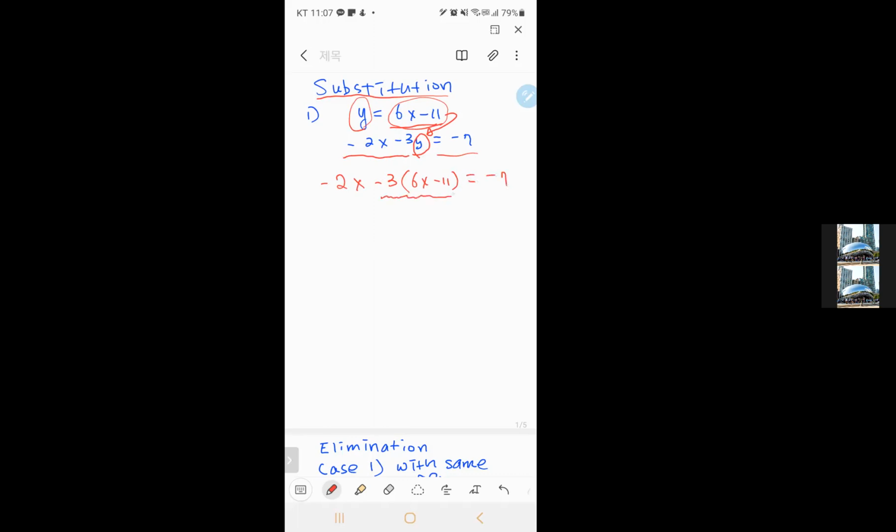Be careful here. This is minus 3 times parentheses 6x minus 11. Do not do it without the parentheses, because I know some people will do this. They're not the same thing. So be careful, always put them in parentheses. So let's distribute: 18x plus 33 is minus 7.